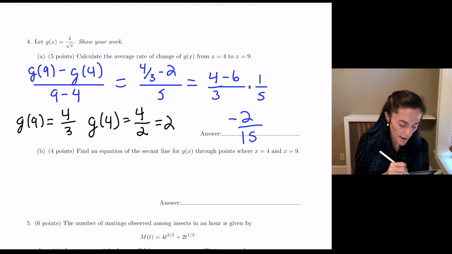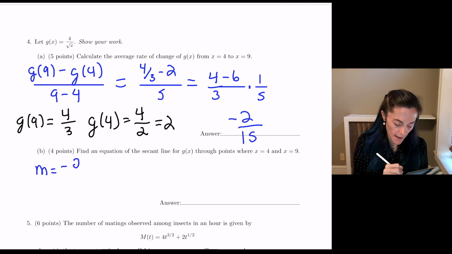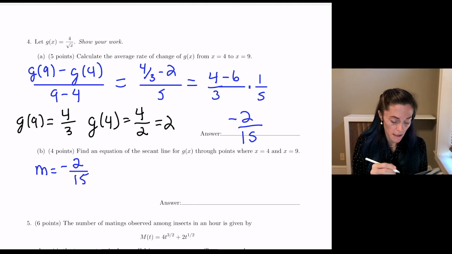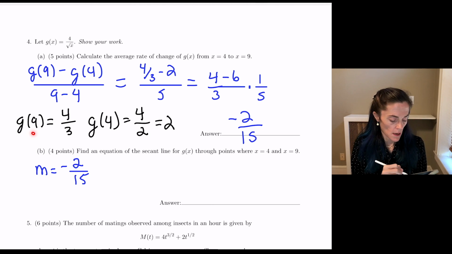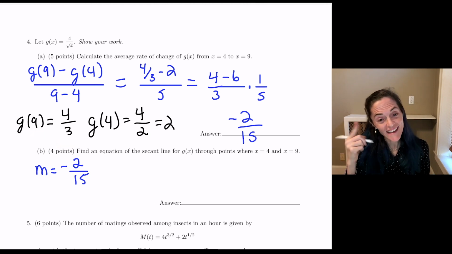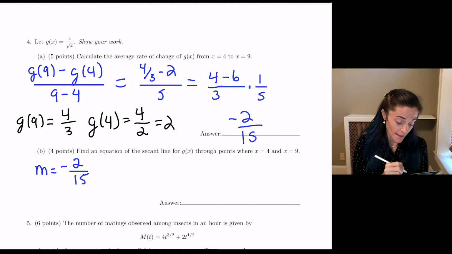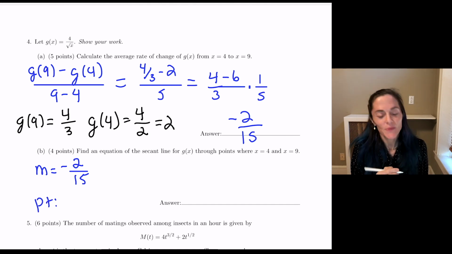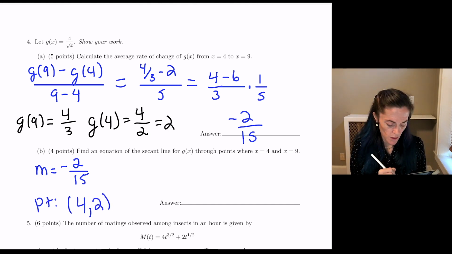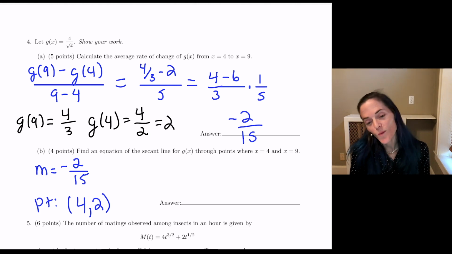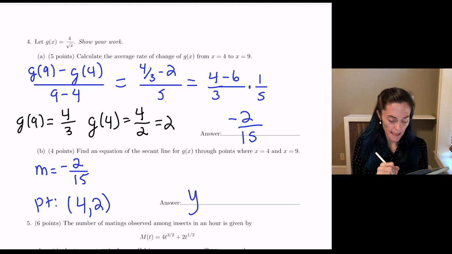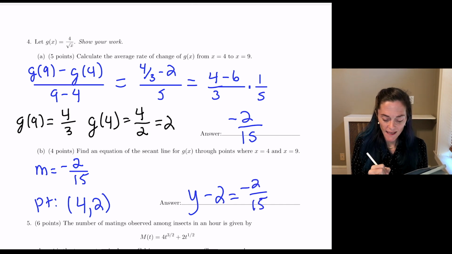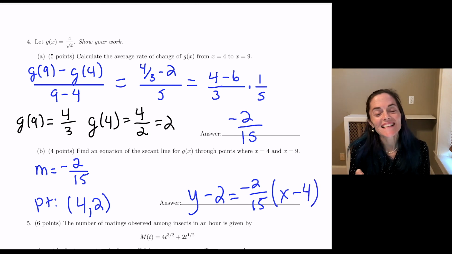Now, we have already found the slope of the secant line in part A. So we have two choices for a point. We could use 9, 4/3. We could use 4, 2. I think I'll use 4, 2 because both coordinates are integers. Now we have a slope. We have a point. We can write down an equation. Y minus 2 is minus 2 over 15 times x minus 4. This is number 4.